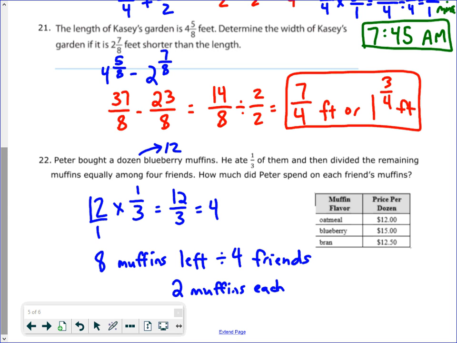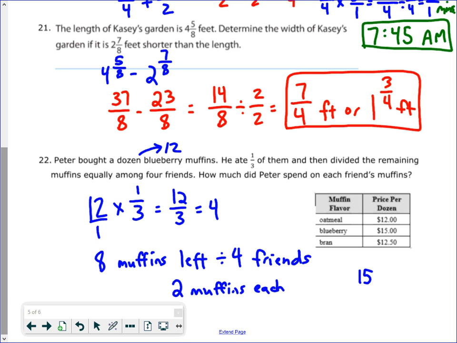Now the blueberry, it says $15 per dozen. So that is 15 divided by 12, because we're trying to figure out how much he spends per muffin. And y'all haven't learned unit rate, so let's take a look at this and see if we can explain it in a way that you guys have learned it so far. Let me take a look at it for a second.